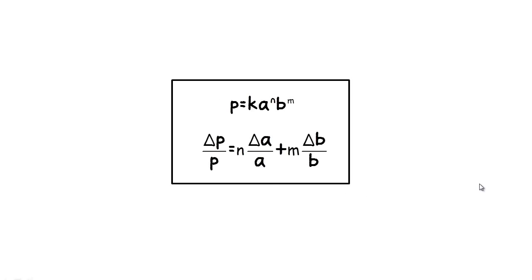Hello. In this video, I'm going to show you a proof of this rule. The rule that says that if you see a product of terms, then the fractional uncertainty in the product can be obtained by adding up the fractional uncertainties of all the individual terms. This is not required by the A-level syllabus, but I'm sure many of you are curious.